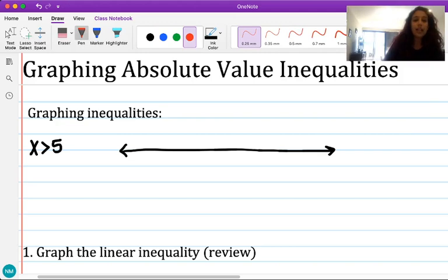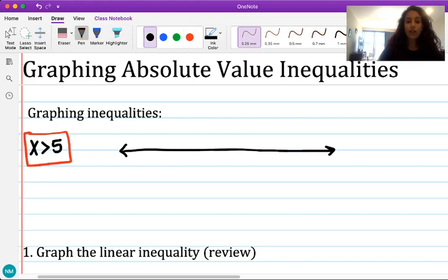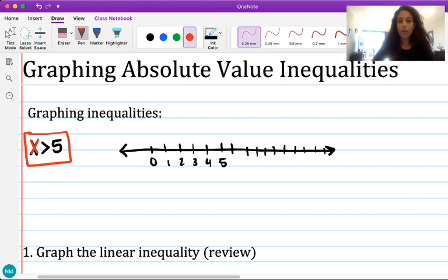When we are graphing inequalities like x is greater than 5, we know how to do this. We've done this for so long at this point. So we have 0, 1, 2, 3, 4, and 5, and then we have all the rest of the numbers. This has one variable in it, which is why it is on a number line. This is a one-dimensional graph. So we go to 5, we do an open circle on 5 because it is not including 5, and we go to the right.